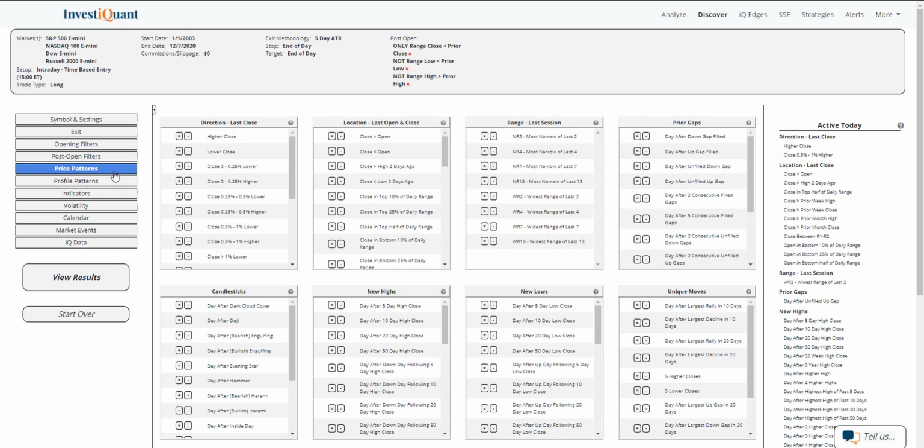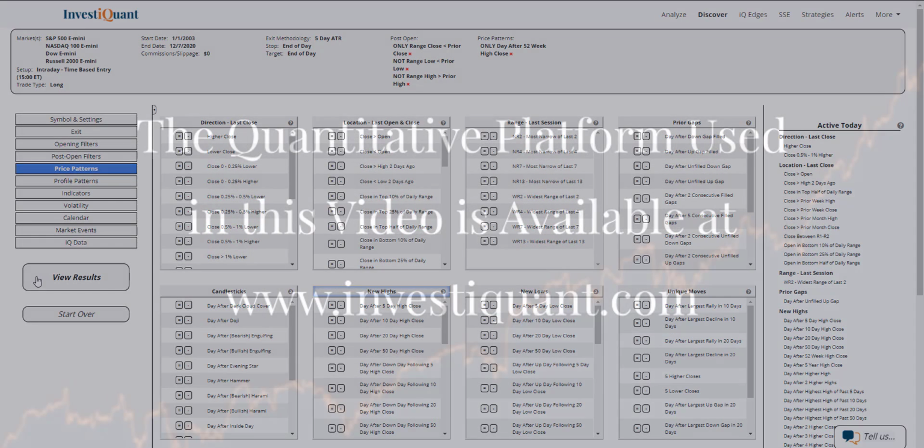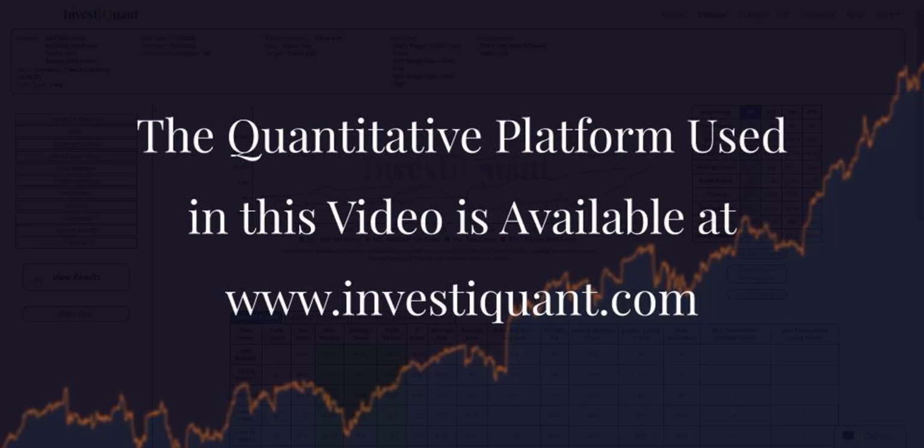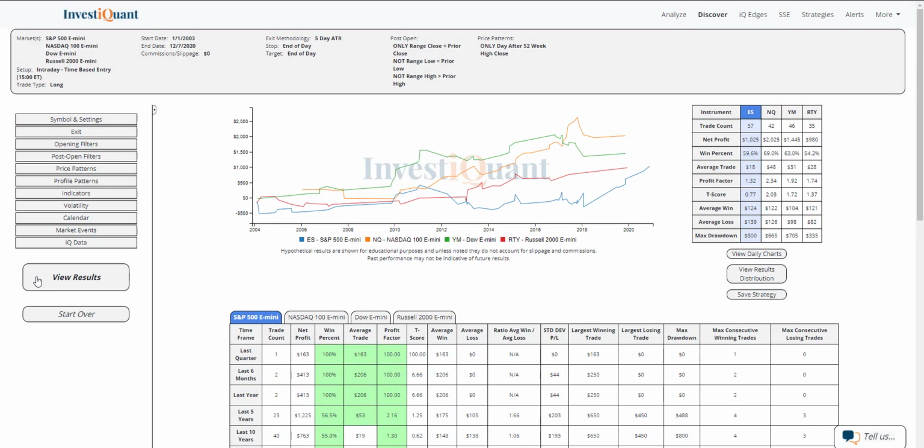Lastly, instead of doing above a 10 and above a 200 like I normally do, we closed at a 52-week high on Friday, so I'm just going to use that instead, and that'll make it a little bit more applicable to the pattern that we're seeing form today. So in the price pattern section, in the new highs section, I can find a day after a 52-week high close. It's easier to just grab it here from the active today, so I'm going to do that. Just click on day after 52-week high close, and then click view results. And here we go.